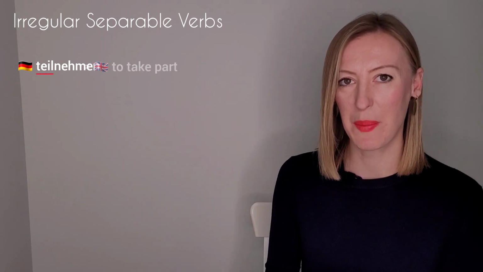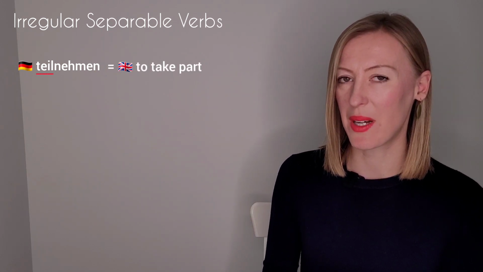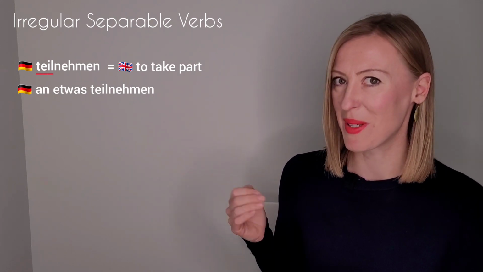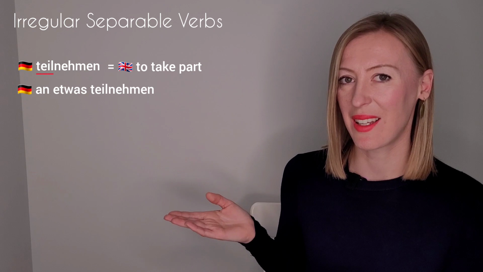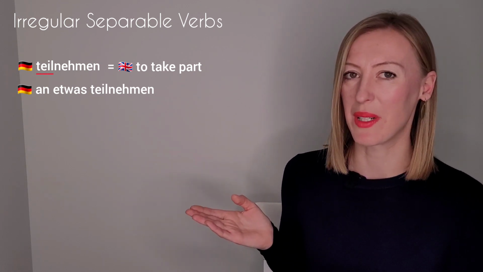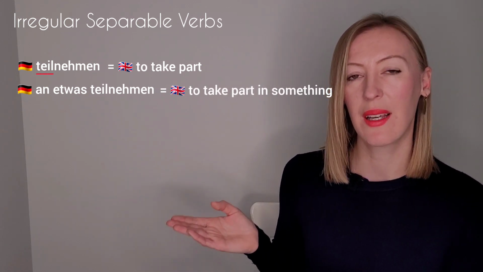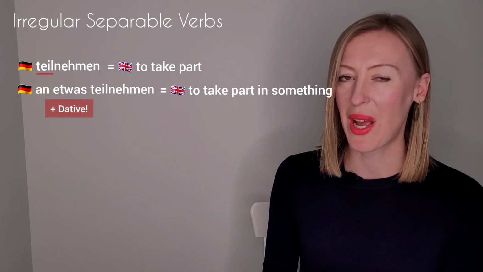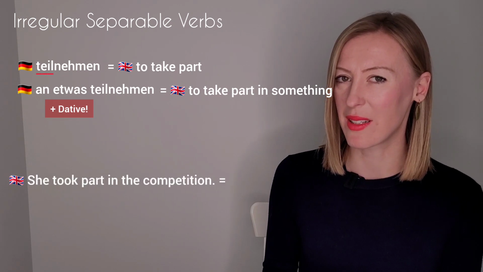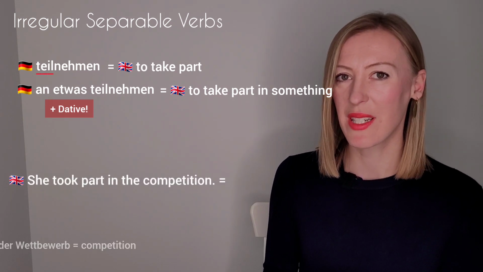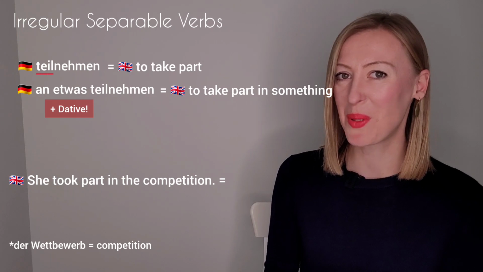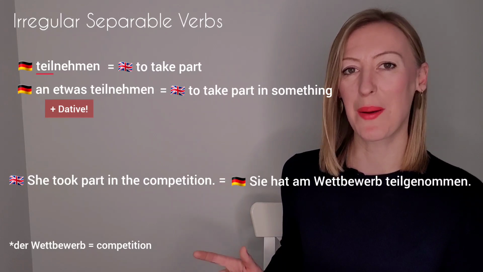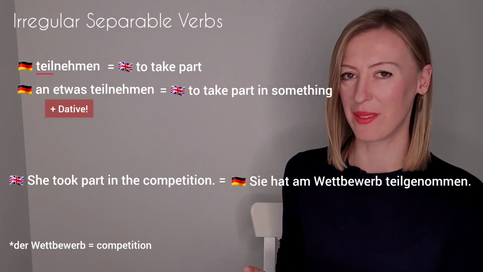Teilnehmen. To take part. If you want to say to take part in, it's an, meaning in here. Doesn't always mean in, but here it does. An etwas teilnehmen. That means to take part in something. An is followed by dative. This is a set phrase. So how would you say she took part in the competition? The competition is der Wettbewerb. Pause the video and have a go. So we should have sie hat am Wettbewerb teilgenommen.